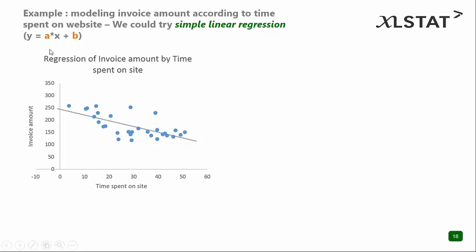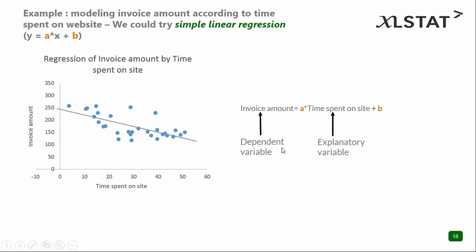How can we translate this in terms of variable names? I replaced here the y with the variable name invoice amount and the x with the time spent on site. So here's how my linear regression can be written as well. Invoice amount is my dependent variable. This is the variable I want to explain. Time spent on site is my independent variable, or explanatory variable. And very often we represent the dependent variable on the y-axis and the independent variable or variables on the x-axis. Then this slope and this intercept, so this intersection between the y-axis and the model, are called the model parameters.